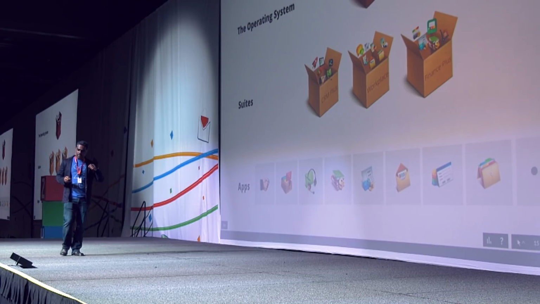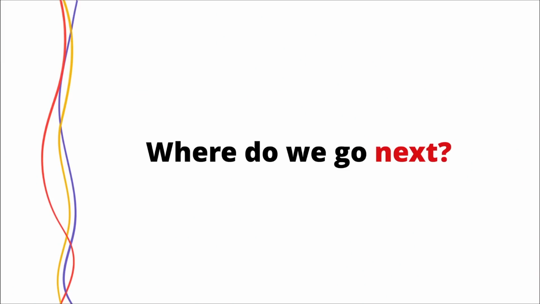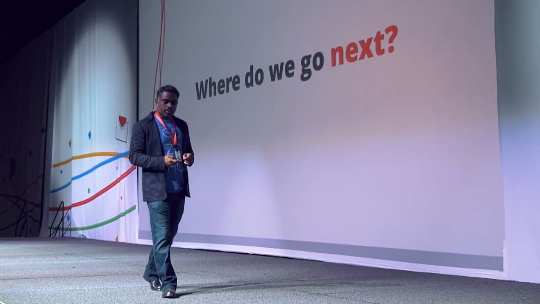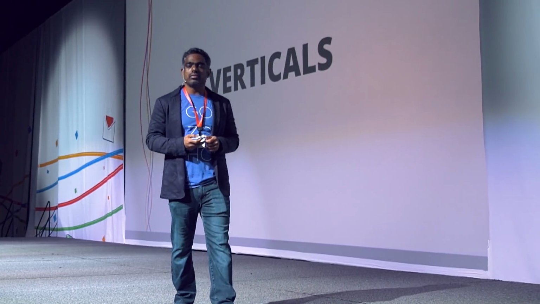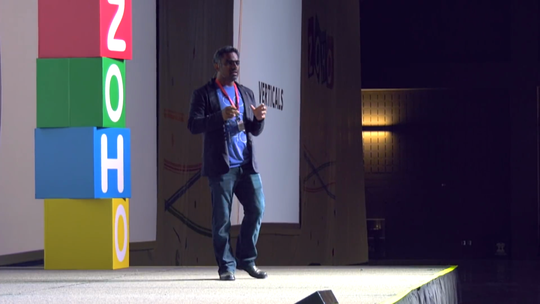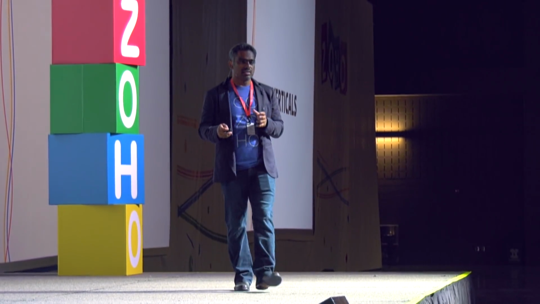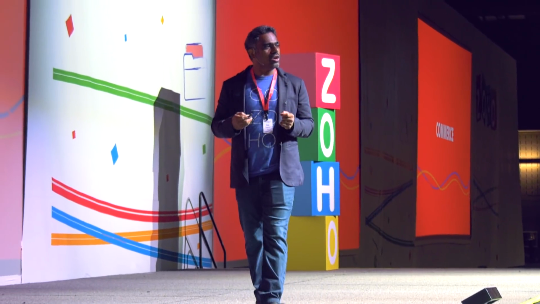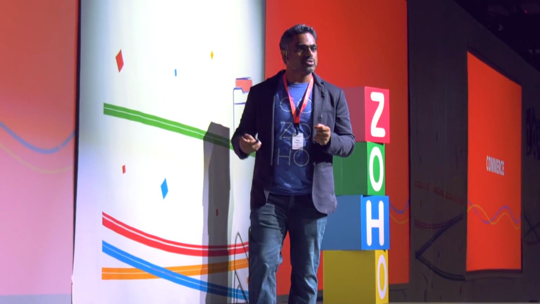But at a high level, the question is, where do we go next? What do we do next? Now we have the platform. What is it that we offer next? And we said that is going to be verticals. For the first time, we are going to be offering out-of-the-box solutions optimized for verticals. And the vertical we're going to go after as a first vertical solution is commerce. So that's going to be the first out-of-the-box vertical solution from Zoho.